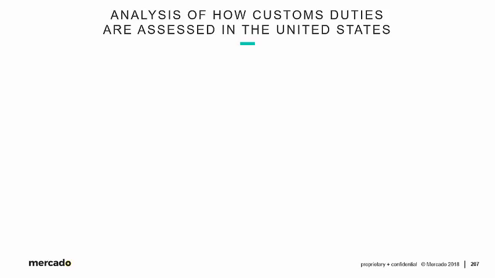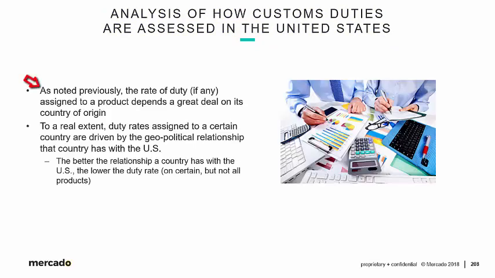In Section 30, we're going to switch away from the classification of merchandise to an analysis of how customs duties are assessed in the United States, very closely related to the valuation of products. As we saw previously, the rate of duty, if any, because some of our examples were indeed free of duty, the rate of duty assigned to a product depends a great deal on its country of origin. We've said this a couple of times. We're going to dig deeper into this subject.